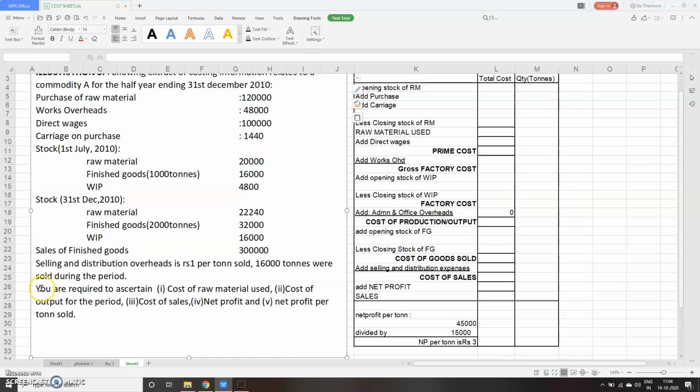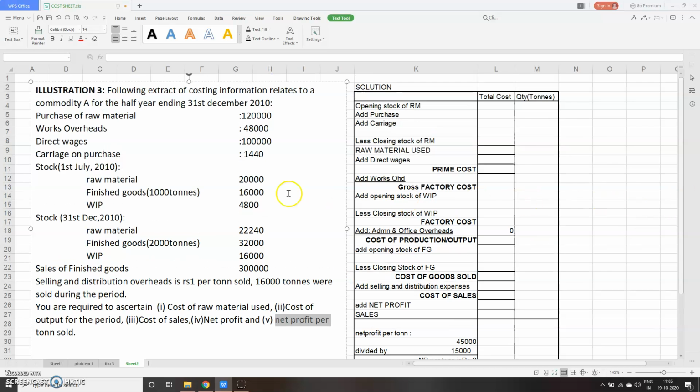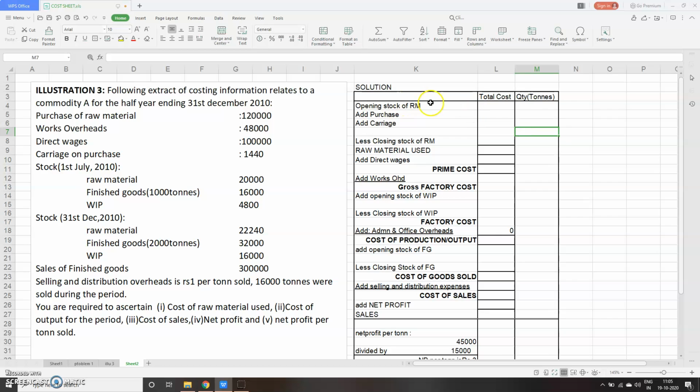You are required to ascertain first cost of raw material used, cost of output of the period, cost of sales, net profit, and net profit per ton. So we have to find out how much net profit we have sold in tons also. Okay, so let us do it. Very simple. Let us first find out cost of sales. I have already drawn this cost sheet here so that the time will be less.